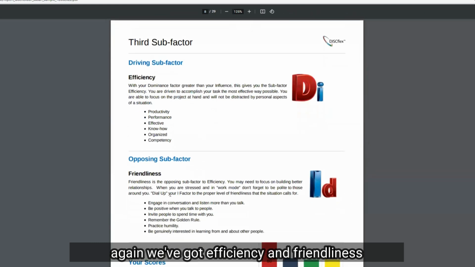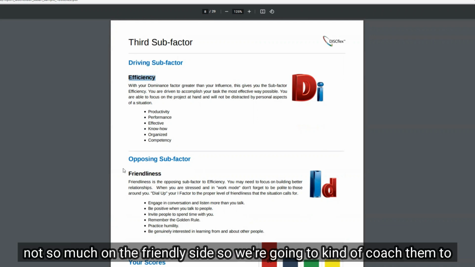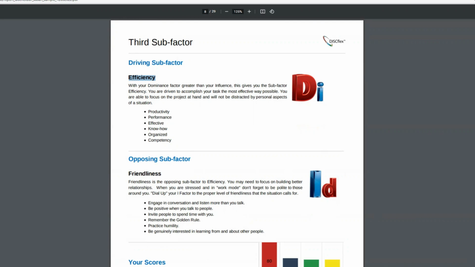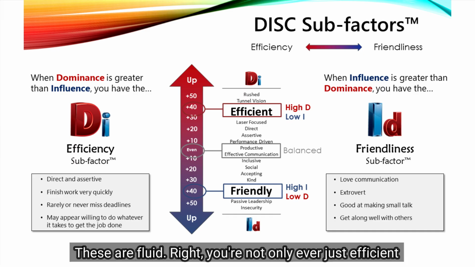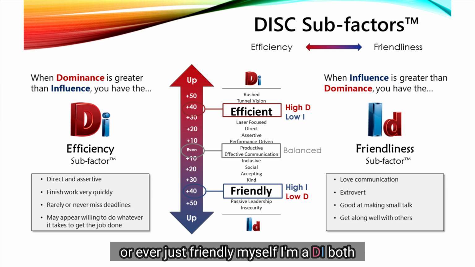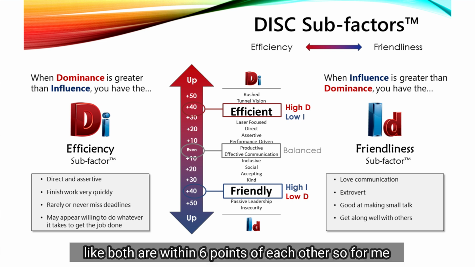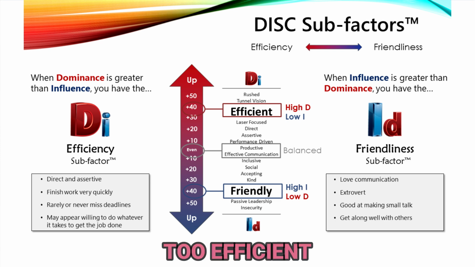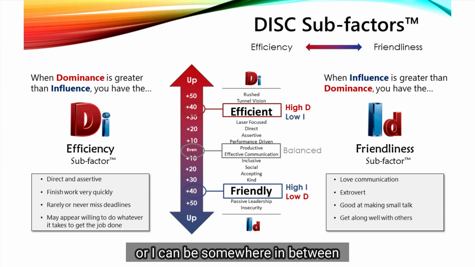Again, we've got efficiency and friendliness. So this person's going to be very efficient, not so much on the friendly side. So we're going to kind of coach them to be able to dial that up and bring that out. One piece on the PowerPoint I want to show you real quick. These are fluid, right? You're not only ever just efficient or ever just friendly. Myself, I'm a DI, but like both are within 6 points of each other. So for me, I can get caught up on either end of this spectrum, too efficient, too friendly, or I can be somewhere in between.